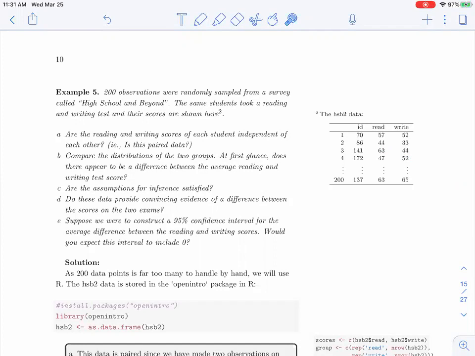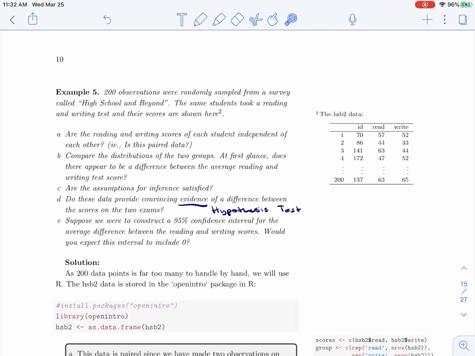And so first thing we want to know is, is this paired data? And then we'll compare the distributions. We'll talk quickly about the assumptions. I'm not too concerned about the assumptions, but we should talk about them. And then finally, in part D, we'll do a hypothesis test. So do these data provide convincing evidence? As soon as you need evidence for something, this is a hypothesis test.